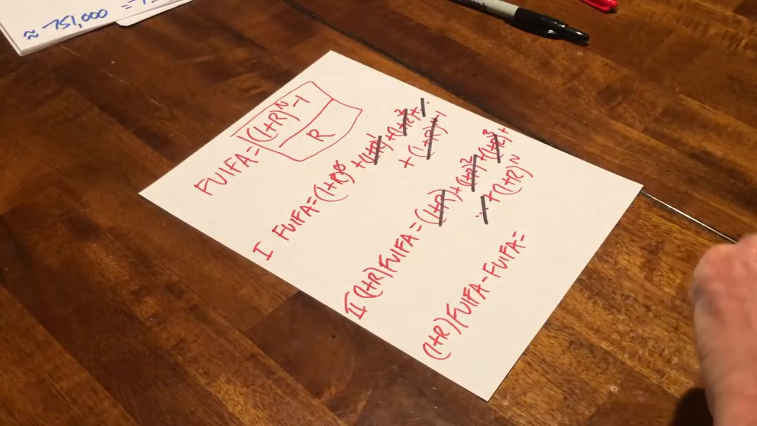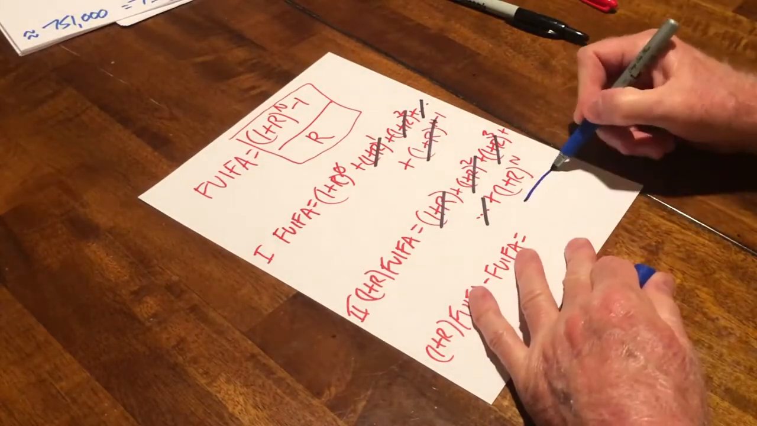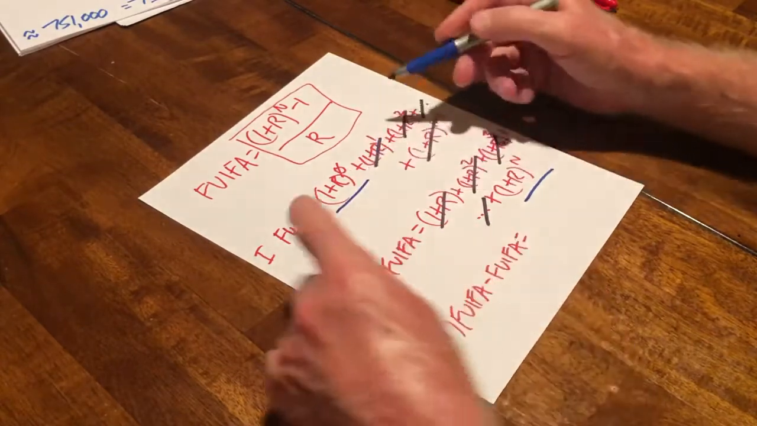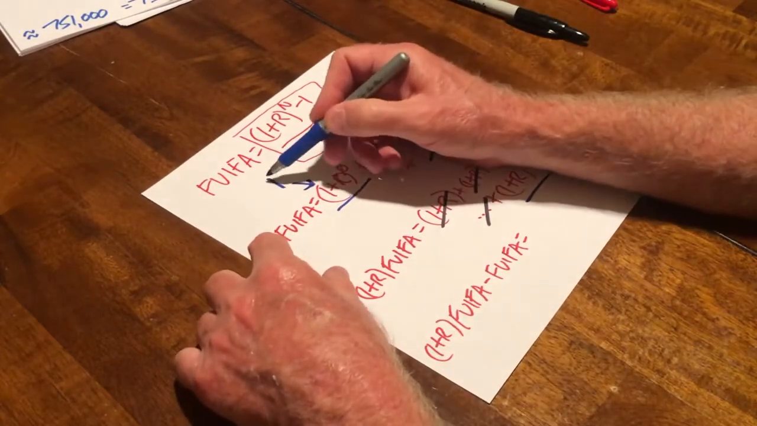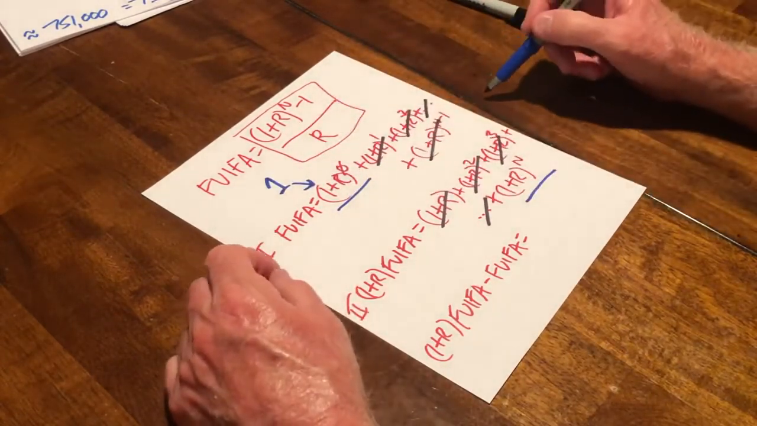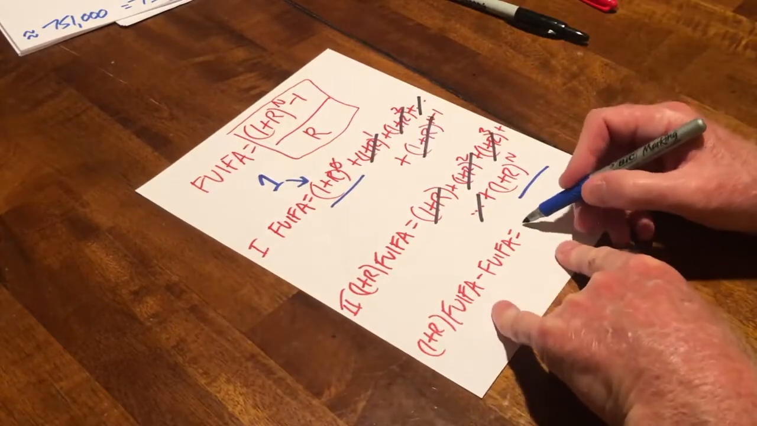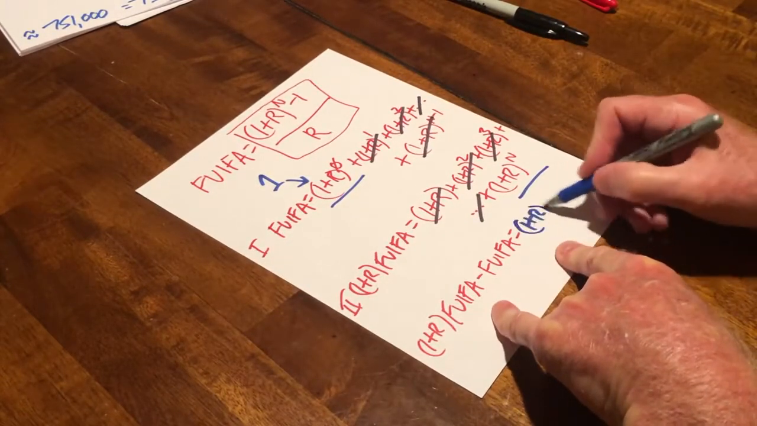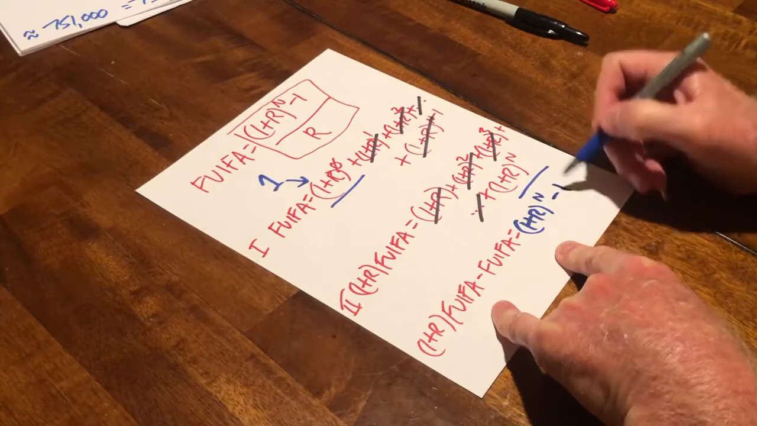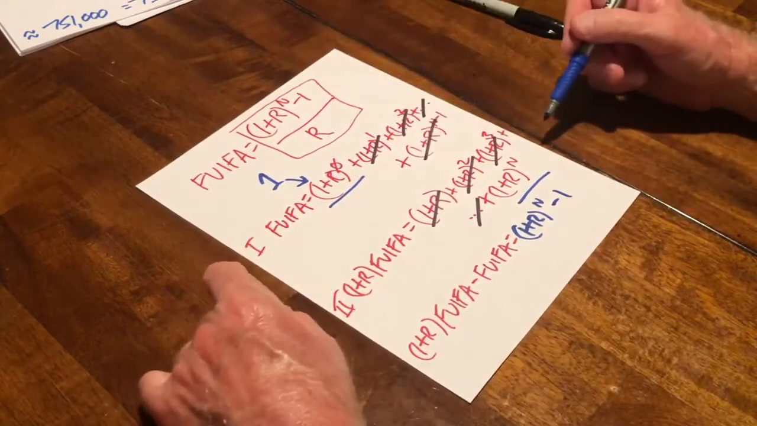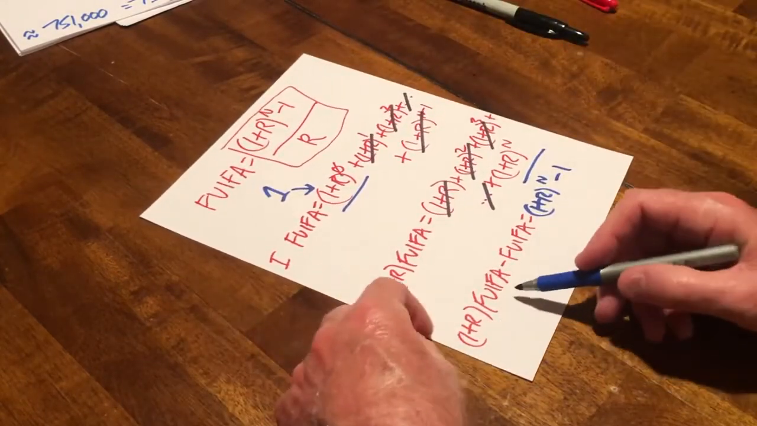In blue, we're left with this term, and we're left with this term. Don't forget, this term is the same as the number 1. Okay? So we're going to be left on the right-hand side with 1 plus r to the nth power minus 1. Okay? So let's just work the algebra with the left-hand side.